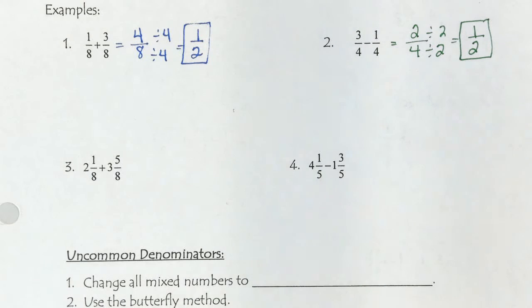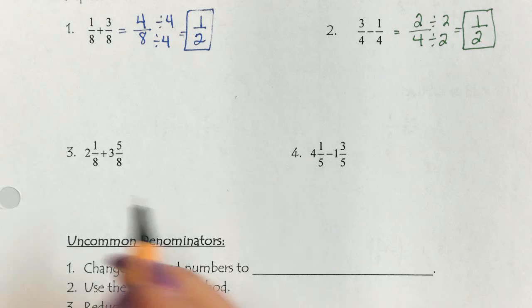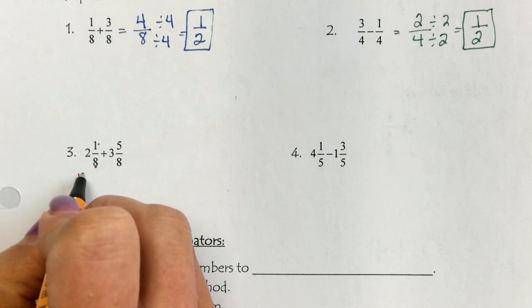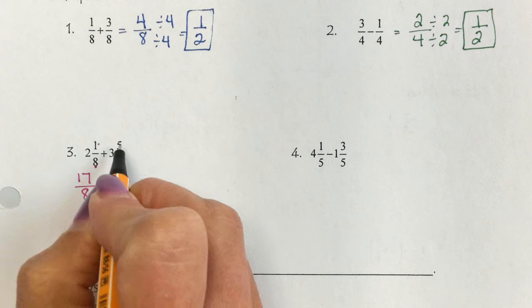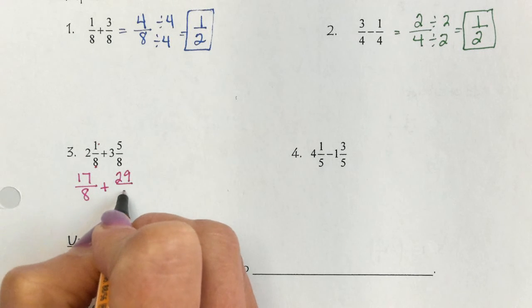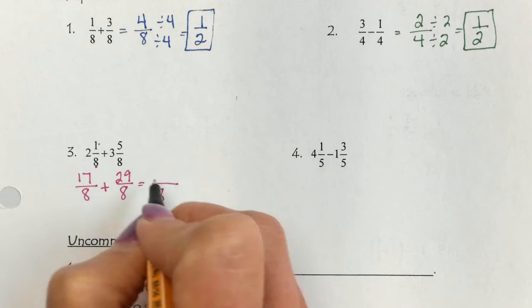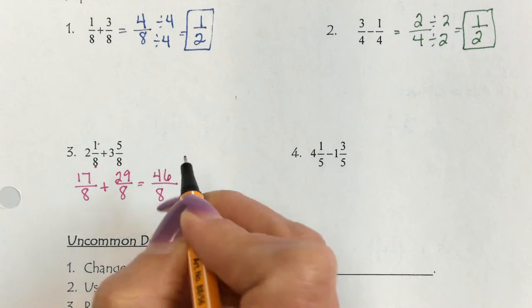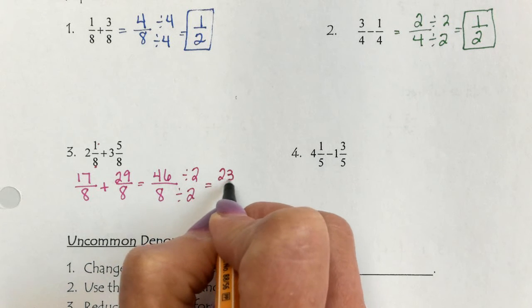The next problem does have mixed numbers, so I do want you to change your mixed numbers to improper fractions, and there's a reason for that. So this is going to be 2 times 8 is 16 plus 1 is 17, so that's 17 over 8. 3 times 8 is 24 plus 5 is 29 over 8. We're going to leave that common denominator of 8, and we're going to add the numerators. That's 46. I actually can reduce this down because they're both even numbers, so I'm going to divide by 2. So that's going to be 23 over 4.